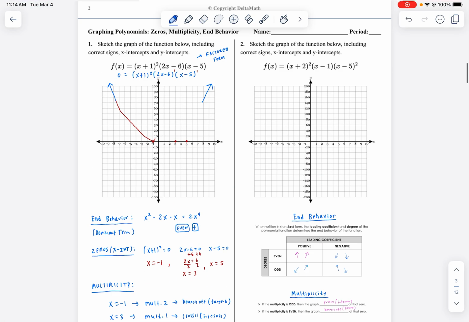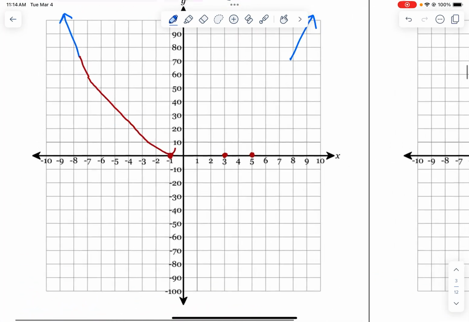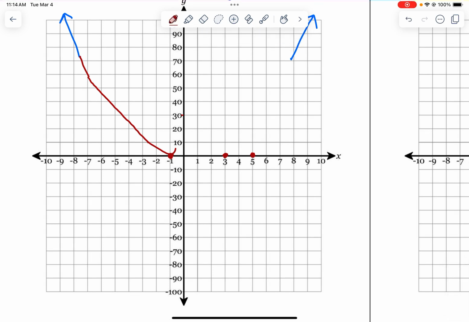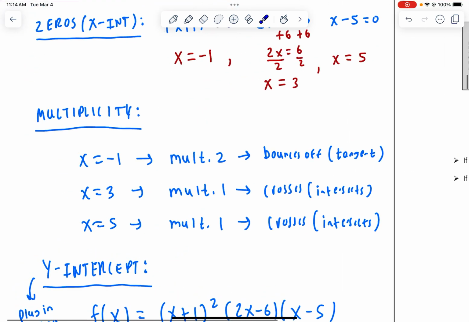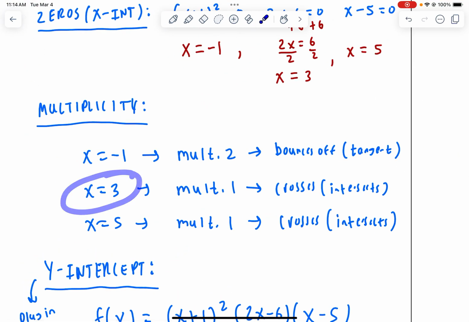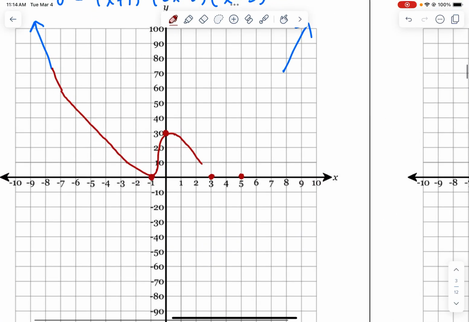All right, so that's something I could plot up here. So when I go into the graph, we know that it has to hit at 0, 30. So I'll just go up a little bit, up a little bit, up a little bit. And then I know at some point I have to be coming back to 3. I have to be approaching the 3. So now when I approach the 3, based on the multiplicity, at x equals 3 we know we have to cross the x-axis. It'll intersect at that 0. So I'm going to cross it.